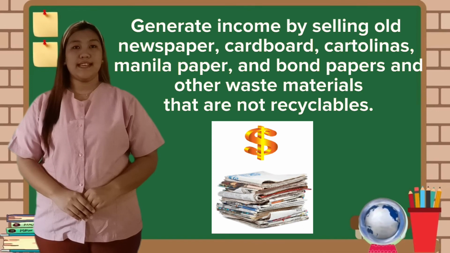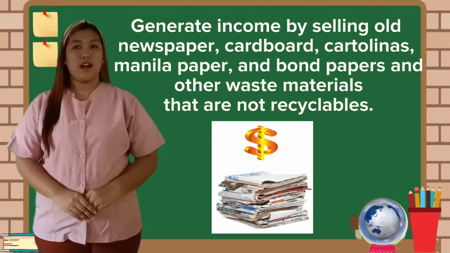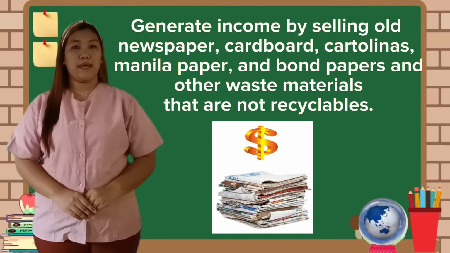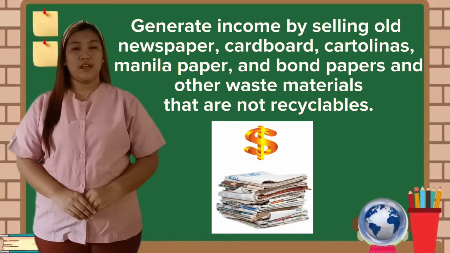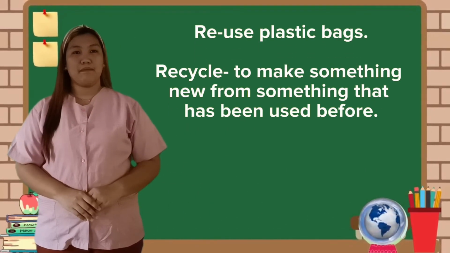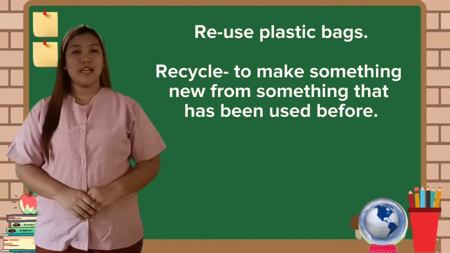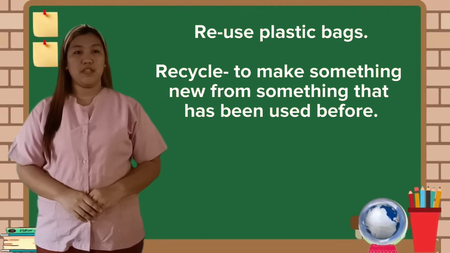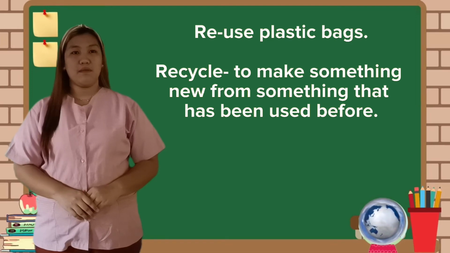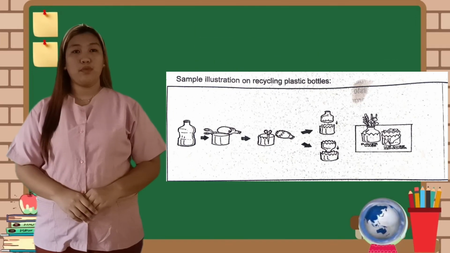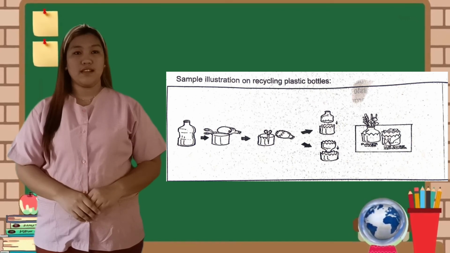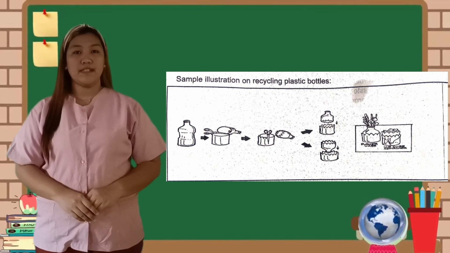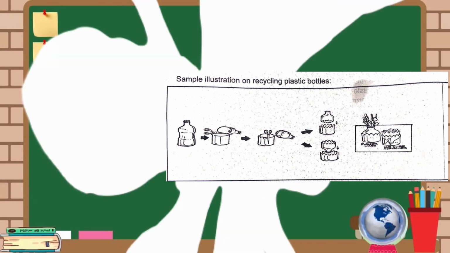Generate income by selling all newspapers, cardboard, cartulinas, manila paper, and bond papers, and other waste materials that are recyclable. Reuse plastic bags. Recycle to make something new from something that has been used before. Example, plastic bottles of 1.5 liters of drinks can be made into flower bags or pots. Juice wrappers or candy wrappers can be made into pillows.